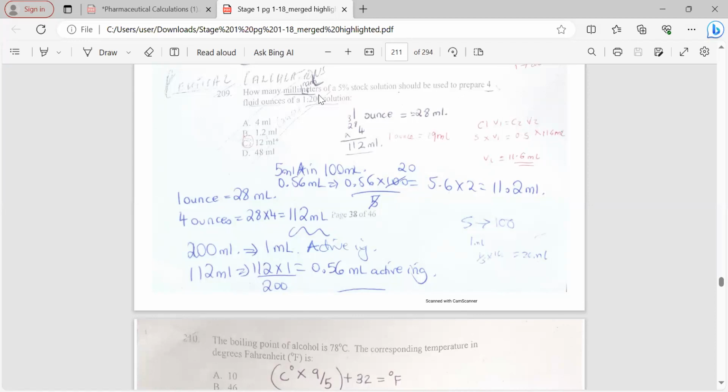So how many milliliters of a 5% stock solution should be used to prepare 4 fluid ounces of a 1 in 200 solution? So 4 ounces. First, we need to convert those 4 ounces to mLs, at least so we work with the same units.